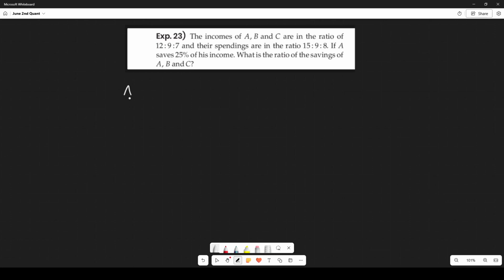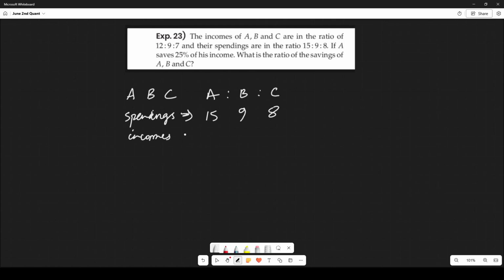We have three people: A, B, and C. If we look at the ratios of their spendings and try to write it down, for A, B, and C, it's 15, 9, and 8. And if we look at the ratio of their incomes, it's 12, 9, and 7.